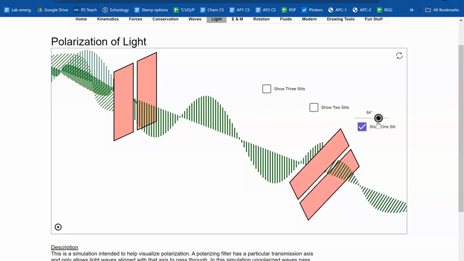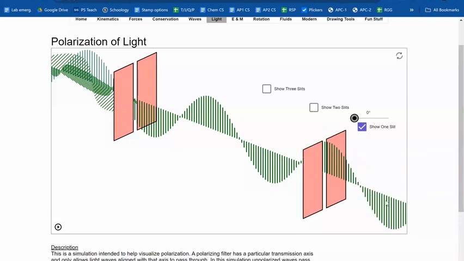If you're anywhere between vertical and horizontal, you get an in-between amount of transmission. If I'm all the way vertical, I get over here exactly what was before this, because a vertical polarizer doesn't do anything to vertical light. You can do 2 slits.